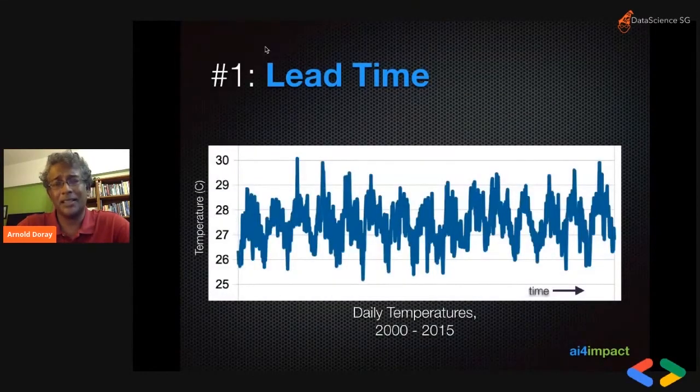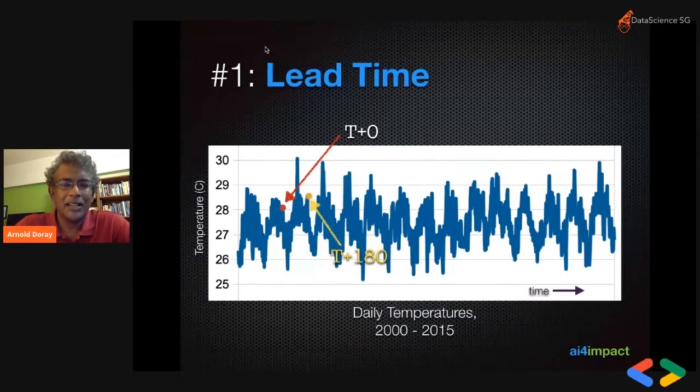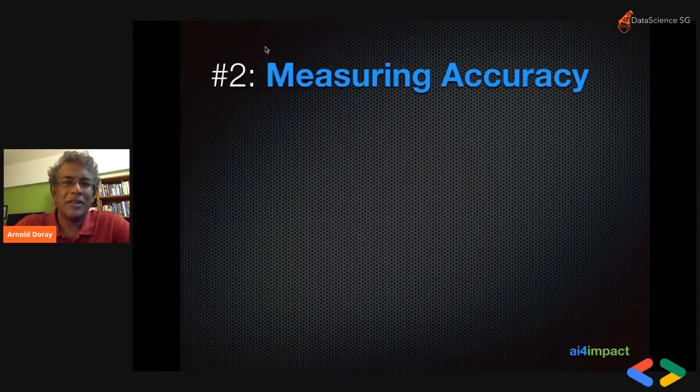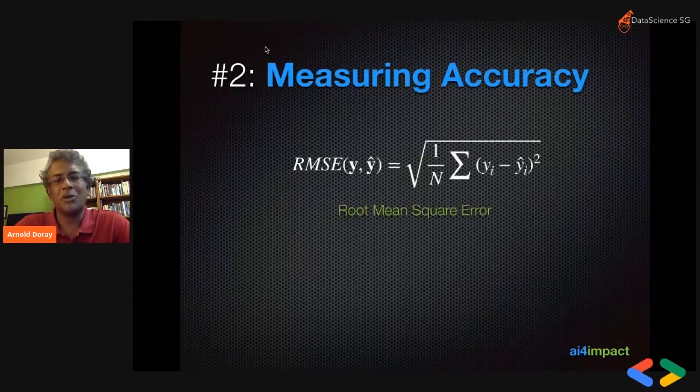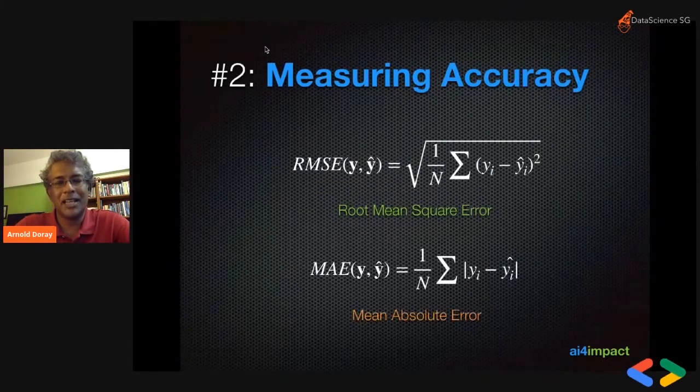If you look at this graph of temperatures in Singapore over the last few years, let's say this red dot represents the present. This yellow dot is 180 days from the present. That'll be T plus 180. Very easy. Now, on measuring the accuracy of your forecast, I'm sure all of you know about RMSE and MAE as well, so I won't cover that too much.